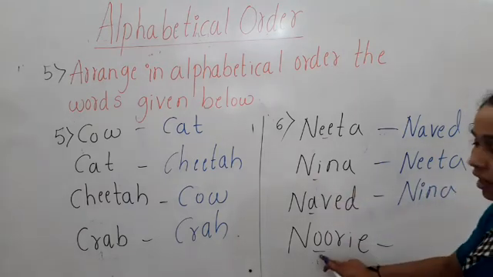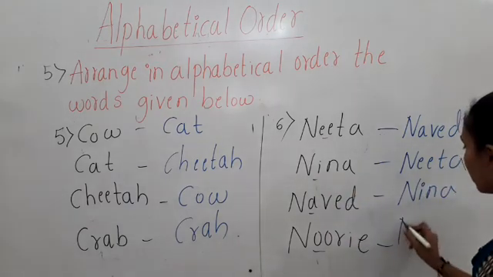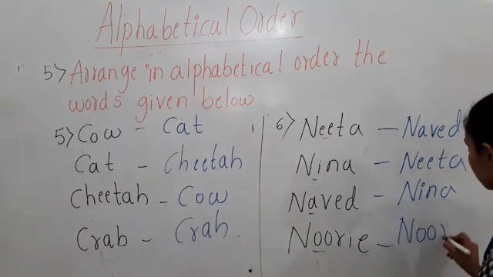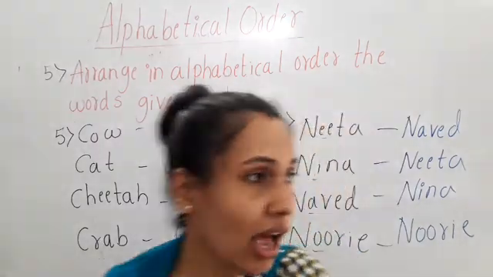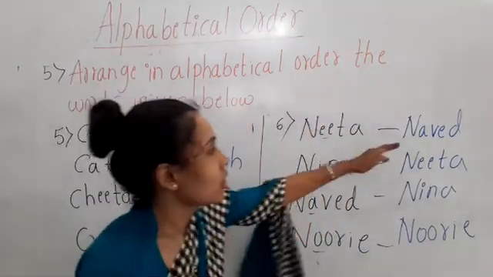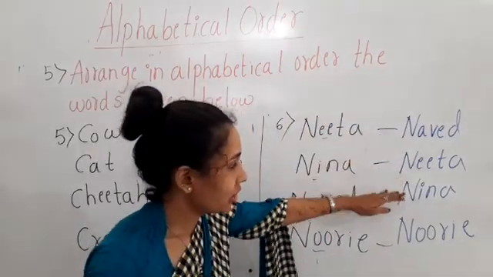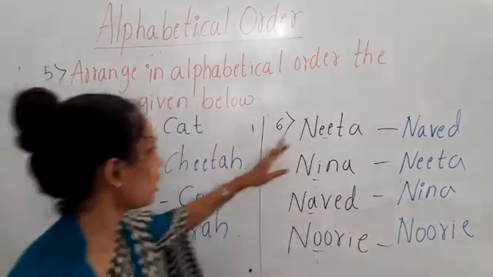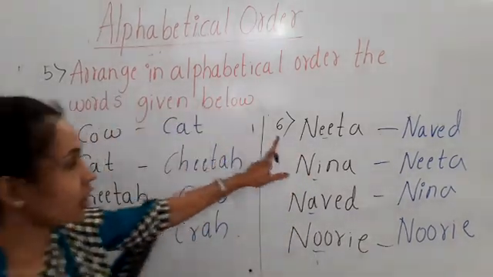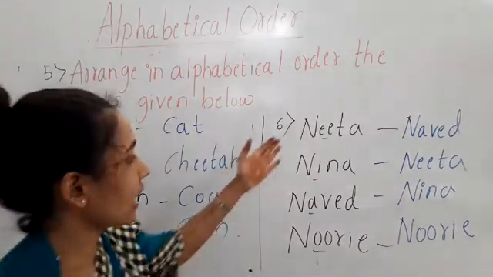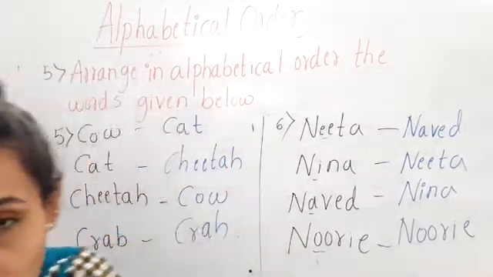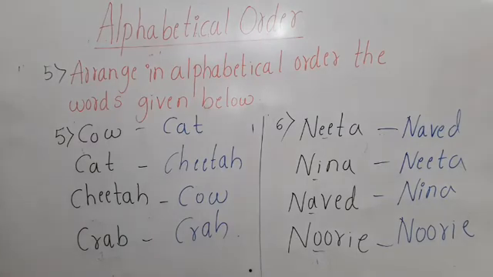After I which letter comes? O. So what we have to write here? Nuri. So now here we have arranged the words in alphabetical order. Naved, Nita, Nina, Nuri. Here in these cases the first letters are same, so we have to move on to the second letter. Okay children, so like this we have to arrange the words in alphabetical order. Take the screenshot of this, children.